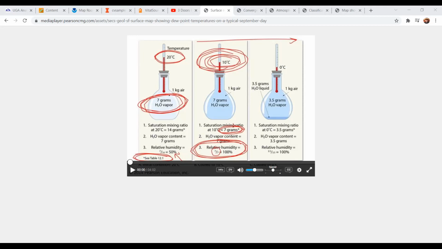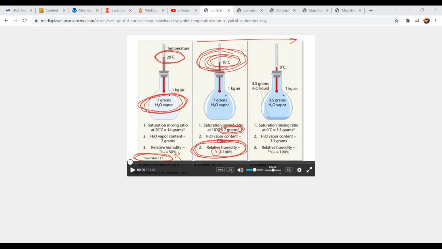But if we have 20 grams of water vapor content and it's 35 degrees Celsius outside or 95 degrees Fahrenheit, which takes 35, then we are a little more than 50% humidity. Okay, so relative humidity is when we relate the water vapor content with the saturation point.